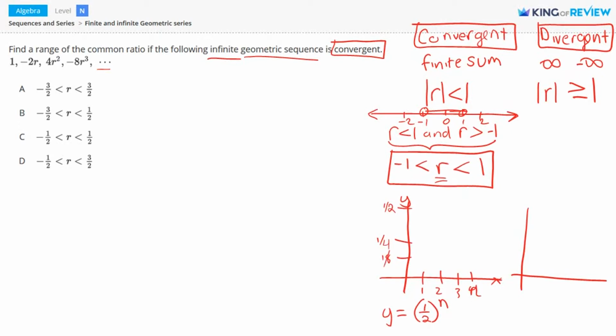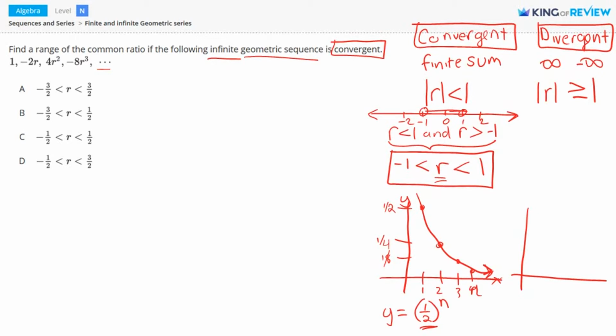one-half to the first power is 1/2. 1/2 to the second power is 1/4. 1/2 to the third power is 1/8. And 1/2 to the fourth power is 1/16. So if you connect these, you can see that this is approaching 0. So if r is any number between negative 1 and 1, and we chose 1/2, which meets this condition, then r to the n approaches 0 as n gets larger.